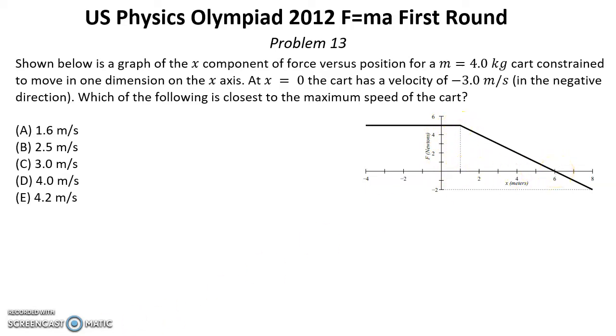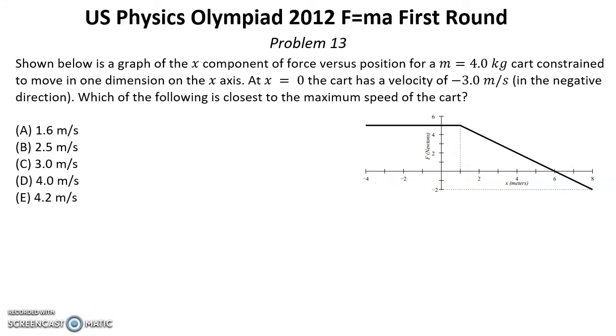Let's count it. For the rectangle we have 5 newtons multiplied by 1 meter, which is 5 joules, and for the triangle we have 5 multiplied by 5 and divided by 2, which is 12.5. So the total area will be 17.5 joules.